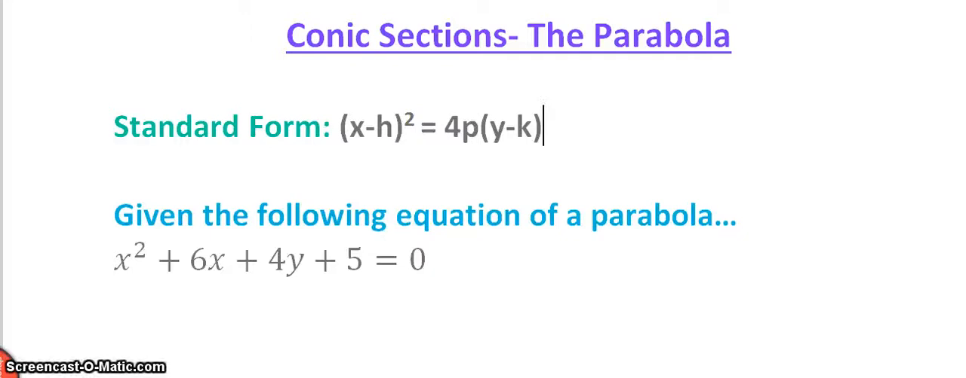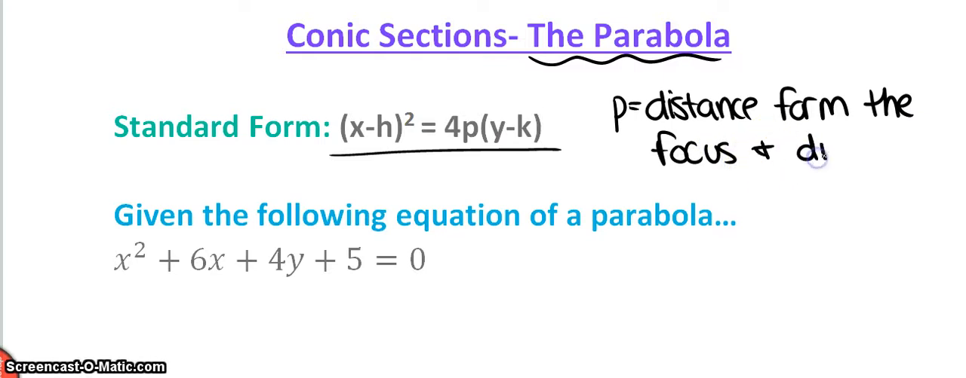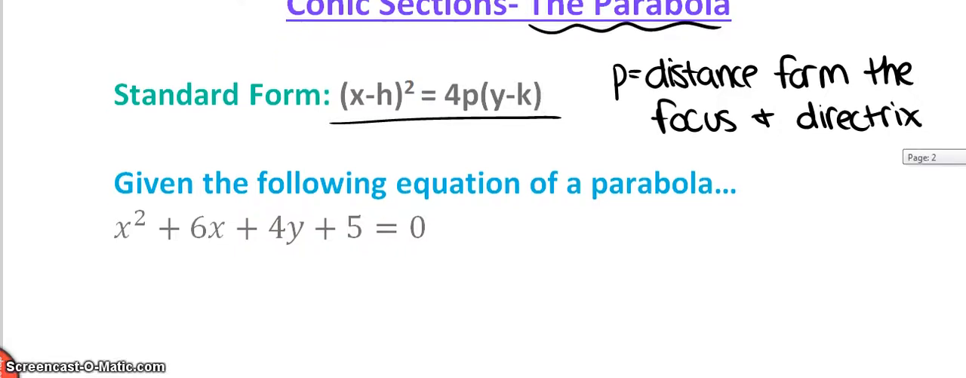Hi everyone. Our objective for this video is to look a little bit more deeply into the parabola. In class we were able to derive the definition of a parabola and also the equation in standard form. So this is the equation we came up with, more or less. And remember, p is our distance from the focus and the directrix. Specifically, how far the focus and directrix are from the vertex of the parabola.